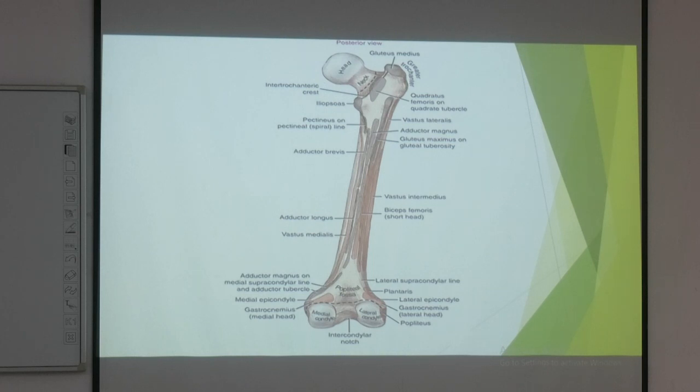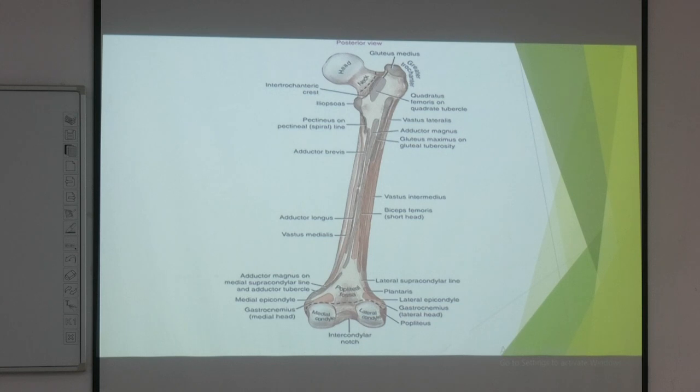At the upper end, we focus on the greater trochanter. The greater trochanter has two muscles attached, gluteus minimus and gluteus medius. That's it, we stop at that point. The lesser trochanter has the iliopsoas. That's it, we are done. Shaft, you have to know. The prime focus of the shaft is the linea aspera.